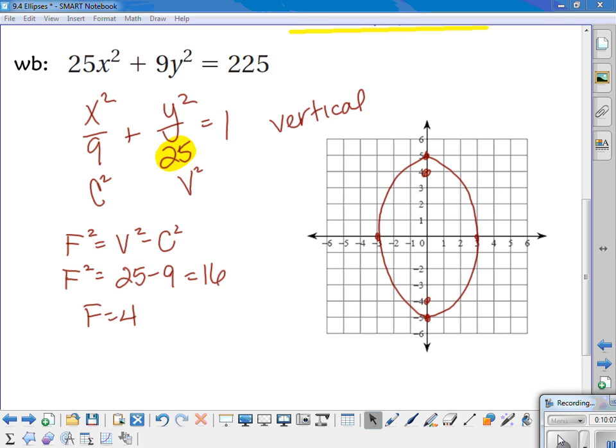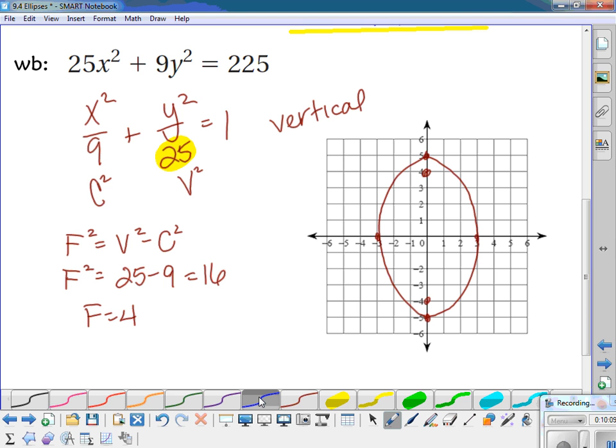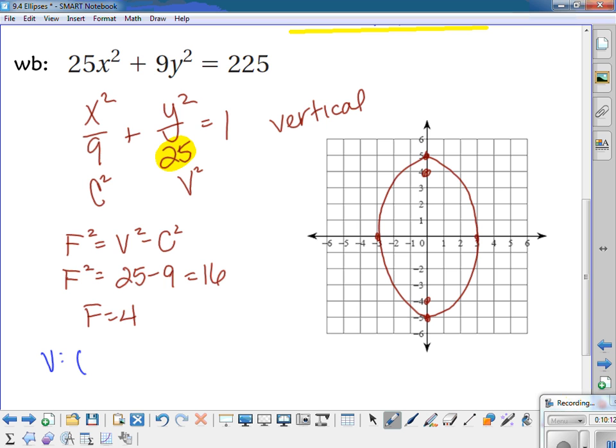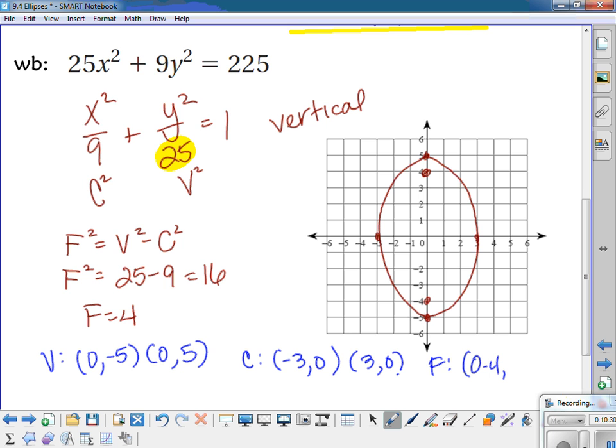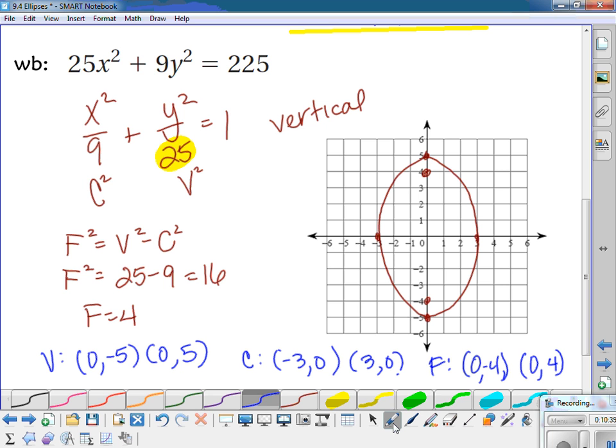Okay, so that's what we ended up with for our graph. The vertices are at 0, -5, and 0, +5. Our co-vertices are at -3, 0, and +3, 0. And the foci were at 0, -4, and 0, +4. Questions on that?